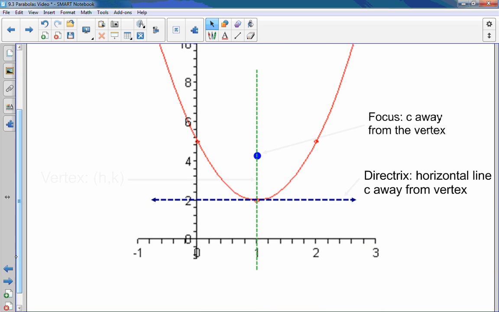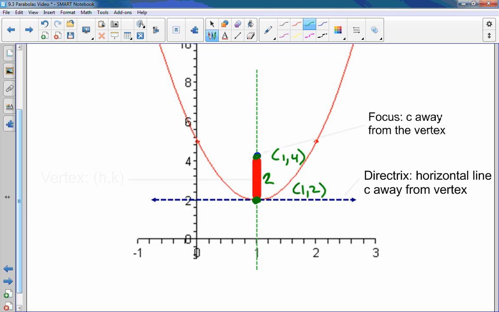Okay, so if we zoom in on this new parabola, you'll notice that there's a certain distance from the vertex to the focus. The vertex is located right here, and there's a certain distance. In this problem, it looks like it's about 2. So if you look, there's a distance of 2 between the vertex at 1, 2 and the focus, which looks like it's about 1, 4. So there is a C value, a C distance of 2. The distance from the vertex to the focus is a value of 2.